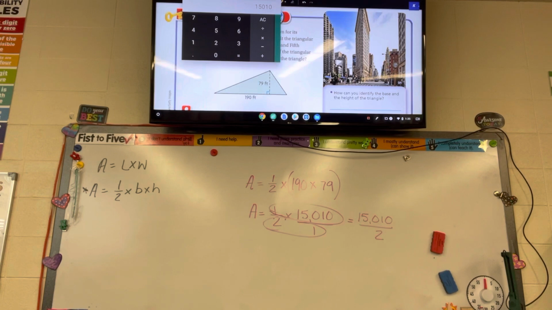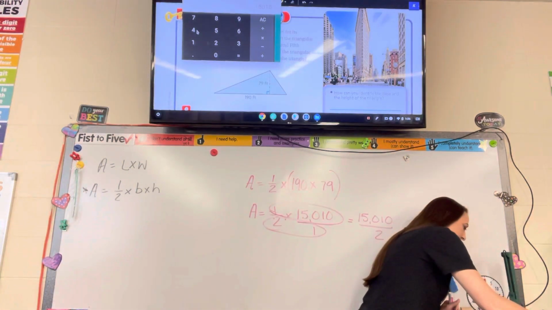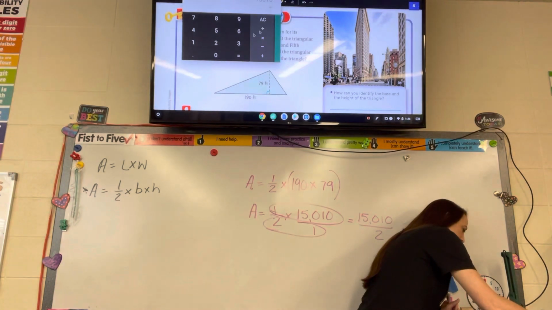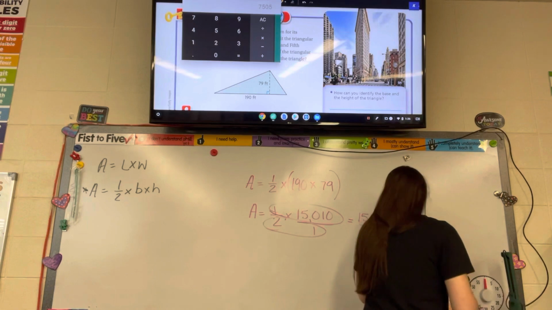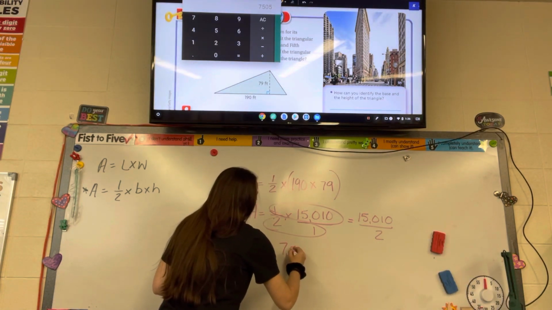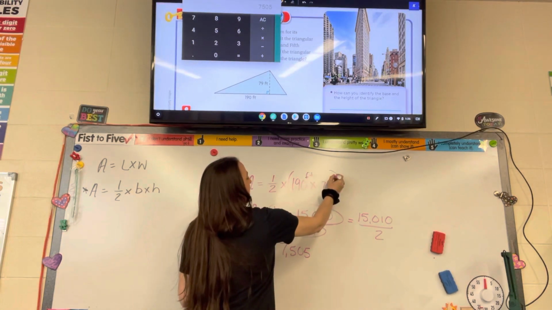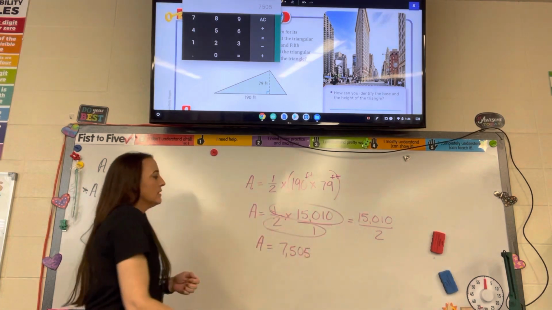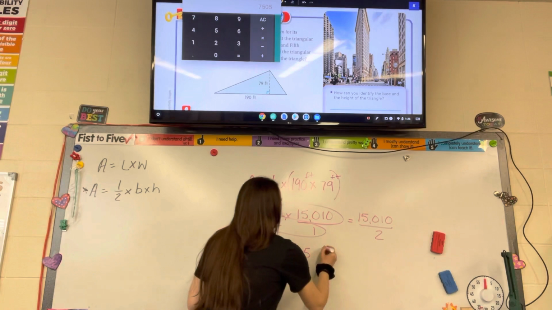Okay, so anytime you are multiplying 1/2 times a number, it's the same as dividing by 2. So 15,010 divided by 2 equals 7,505. So the area equals 7,505. And since we had feet times feet, what is the label we're going to use, Jeremiah? Feet squared. Feet squared, good.